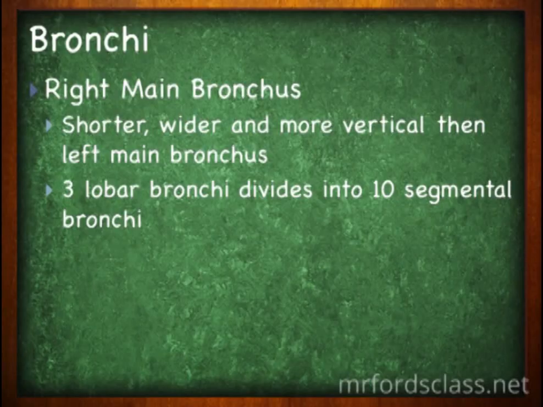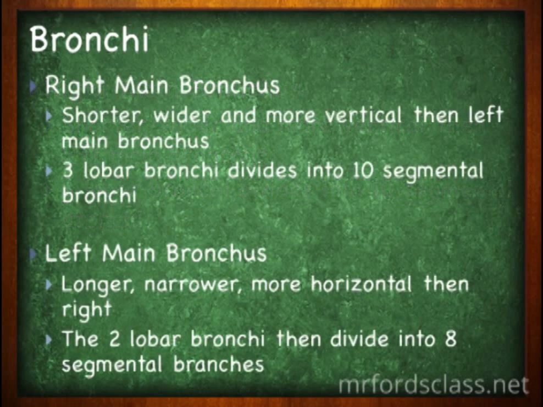The right main bronchi is shorter, wider, and more vertical than the left main bronchi. It has three lobar bronchi divided into 10 segmental bronchi. The left main bronchi is longer, narrower, and more horizontal than the right. This one has two lobar bronchi that will divide into 8 segmental bronchi.